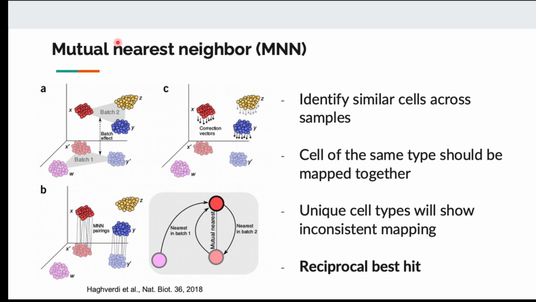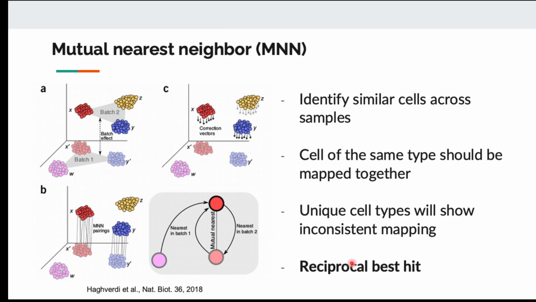So people call this a mutual nearest neighbor because nearest neighbors is represented by this arrow. Who is my nearest neighbor in the other batch? Red is the nearest neighbor of the red cells in the other batch. Okay, so this is similar.